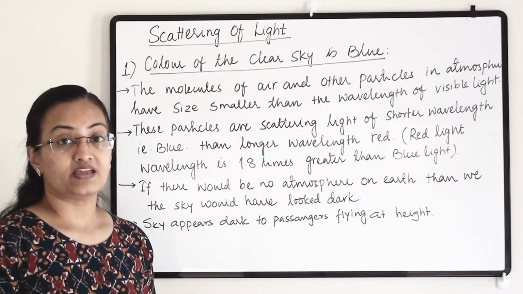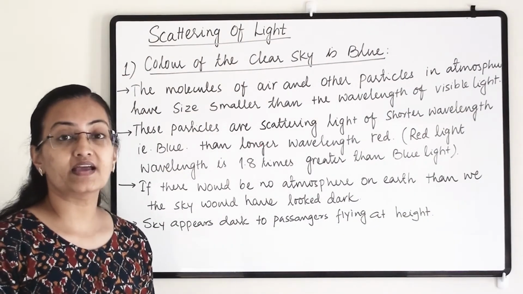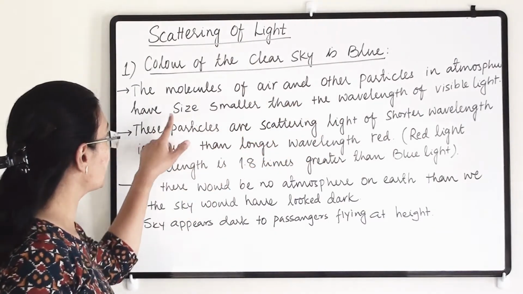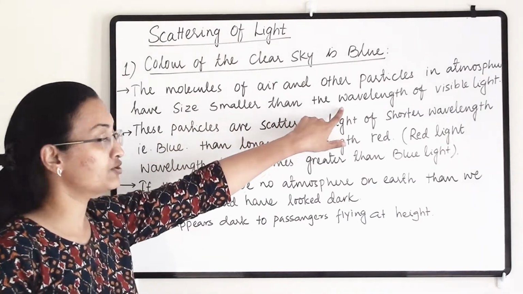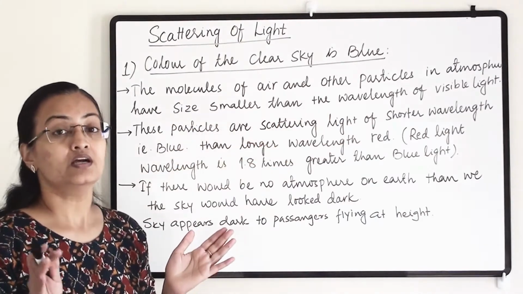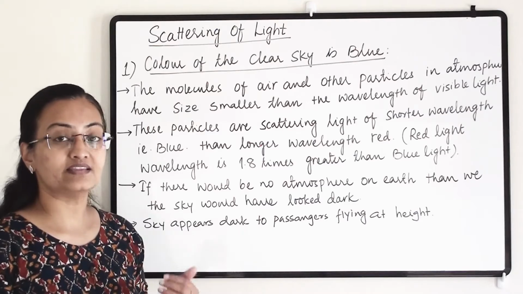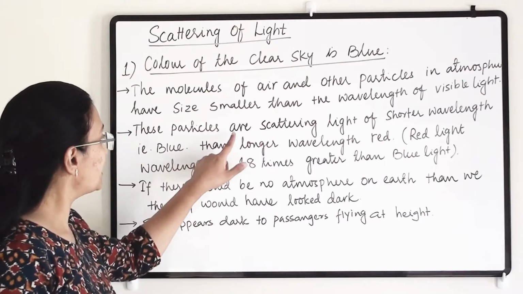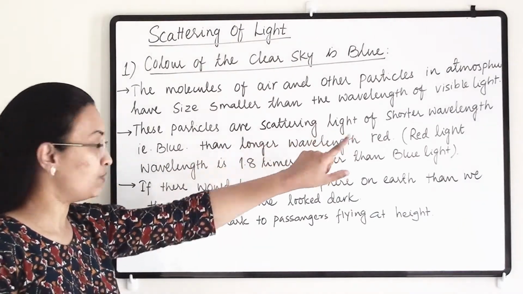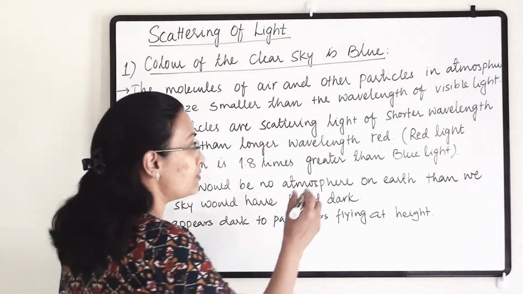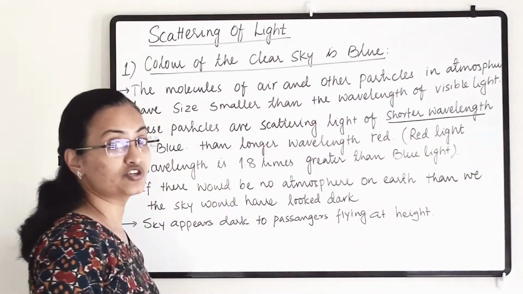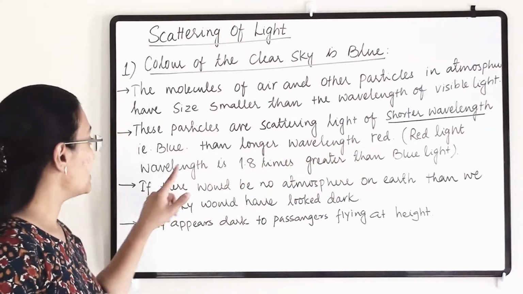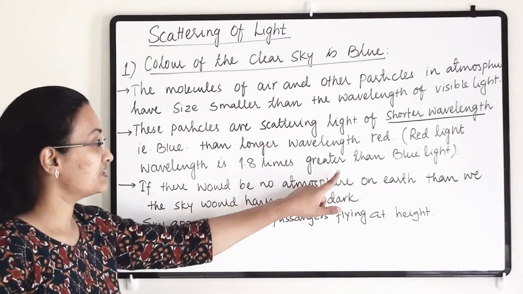Under the scattering of light, the first phenomenon is why the sky appears blue to us. The molecules of air and other particles in the atmosphere have a size smaller than the wavelength of visible light. These smaller particles scatter blue light the most. They scatter light of shorter wavelength, which is blue, rather than the longer wavelength red. The red light wavelength is 1.8 times greater than that of blue light.